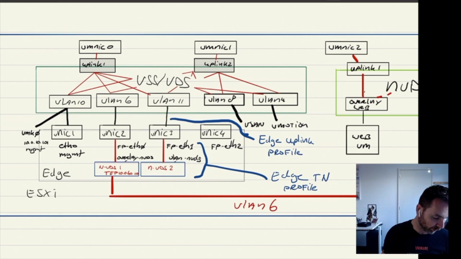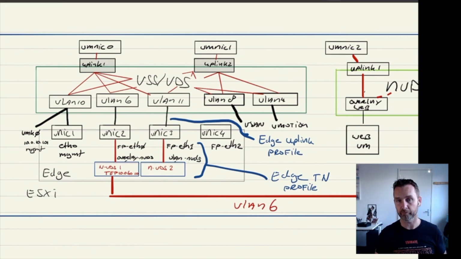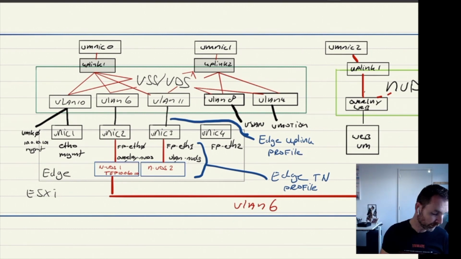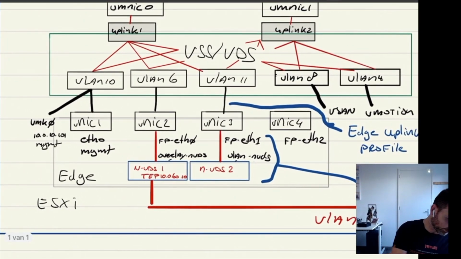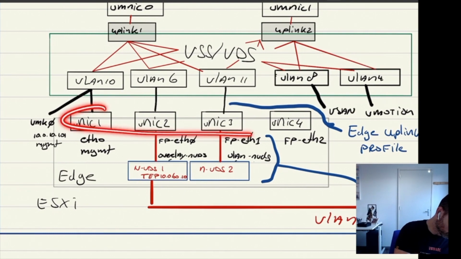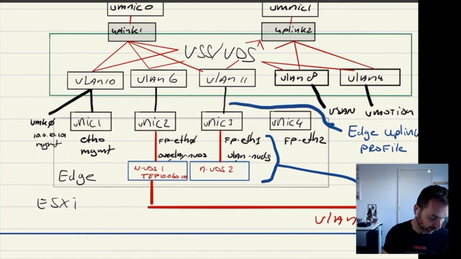So to do NSX-T networking properly, and to do north-south routing, we need an edge node, of course, with routing services. That edge node is running as a virtual machine, so it's a VM form factor. It's running on top of ESXi. It comes with 4 network interfaces.